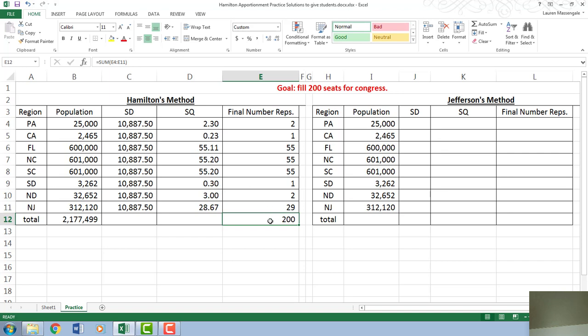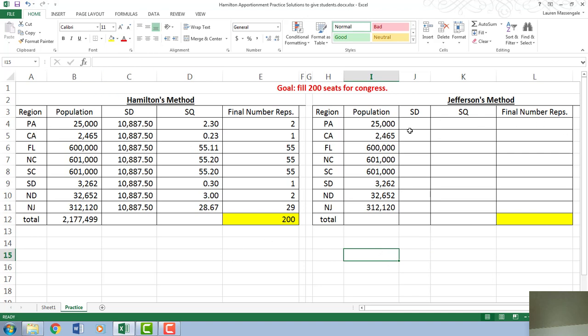Say this had been 195 and you had 5 seats to give away to get to the 200. You would continue giving away seats, the highest 10th place, the next highest 10th place, and so on until this is 200 seats. That was your goal. So our goal over here is going to be the same thing, 200 seats, but using a different method. So that's Hamilton's. Jefferson's is identical.